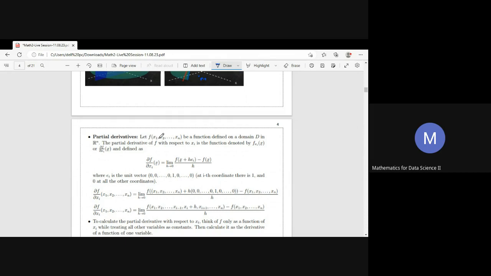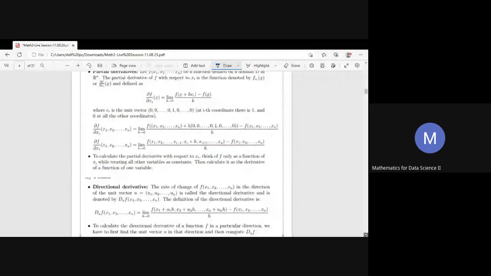Okay, so let f of x1, x2, ..., xn be a function on a domain D in Rn. What is the partial derivative with respect to xi? In a particular direction xi, you just add h ei, right? I have already written the expression for this. Here also they have written it explicitly. So this is the expression for the partial derivative.